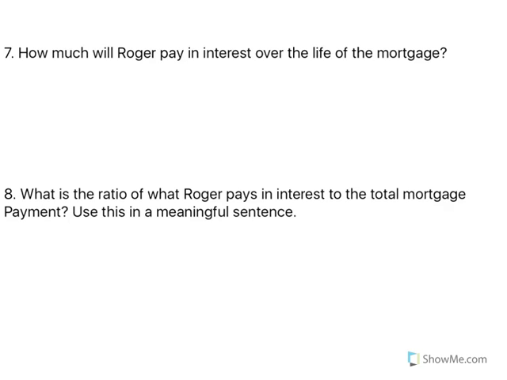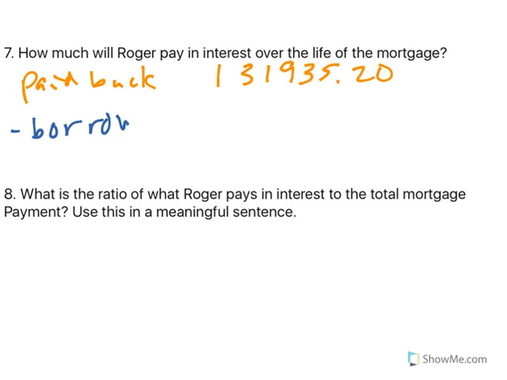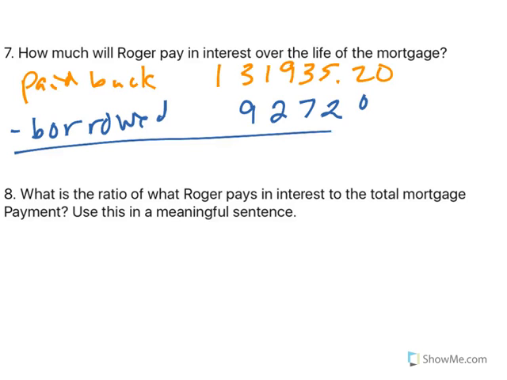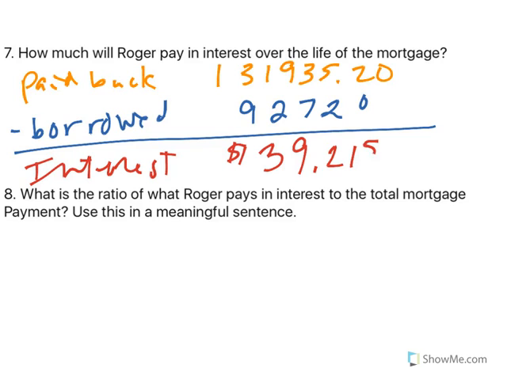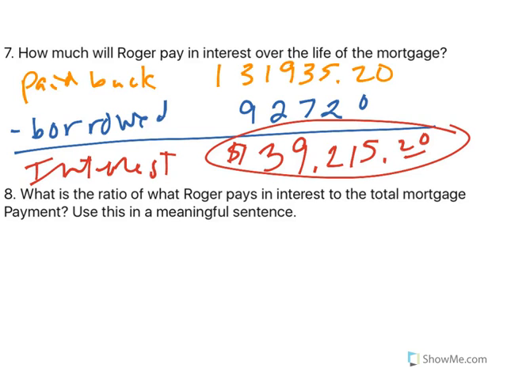So the difference between what is paid back, which for Roger was $131,935.20, and what was borrowed, and we know that Roger borrowed $92,720, is the interest. So when you subtract those, you get $39,215.20. This is why banks love to loan money for people to buy houses, because while you're paying this back, they're earning $39,215. That's for every person who has a house.